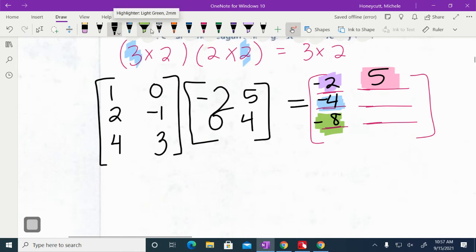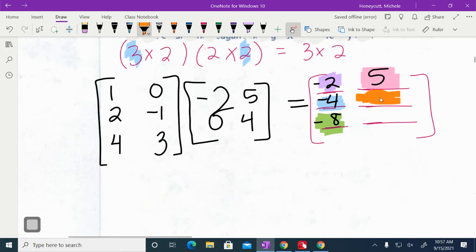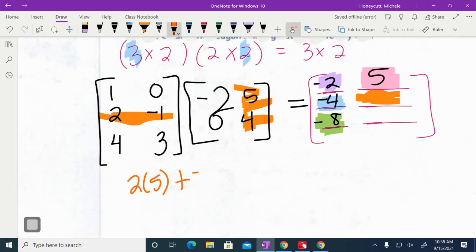Let's do, I see a couple of blanks. So let's do this one. That's row 2. So row 2 by column 2. That one. I'm coloring with my mouse. Row 2 times column 2 means I'm going to take 2 times 5 plus negative 1 times 4. So 10 minus 4, 6.